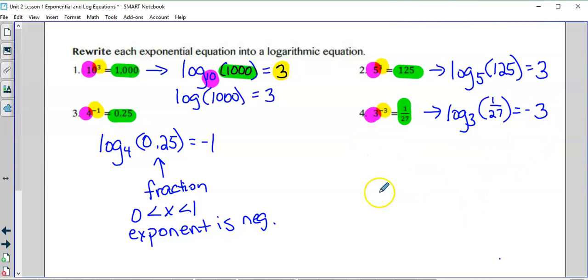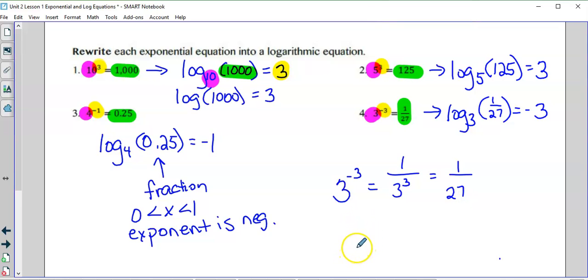So I just want to talk to you about that a second. If you have a negative exponent, so 3 to the negative third power, well, 3 to the third power is 27. But if you have a negative exponent, that equals 1 over 3 to the third power. So that is why that 1/27th is there. So anytime you have a negative exponent.